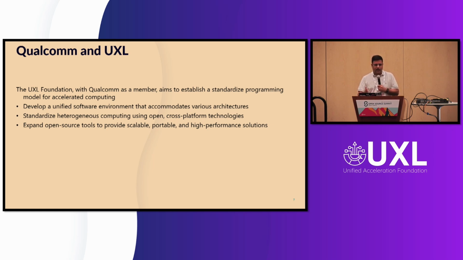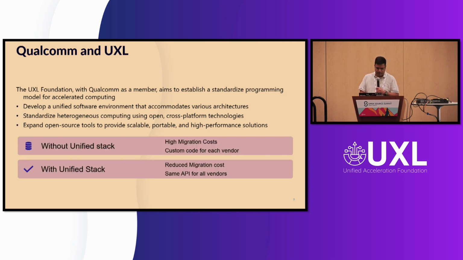Again, heterogeneous is the future, because CPU is one IP, then GPU, NPU, or any other DSP accelerators. We want to make sure your app or software, which is written as open source software, is using cross-platform technology. And as an open source tool, we want to make sure it's scalable, portable, and the code gives the best performance from our silicon.